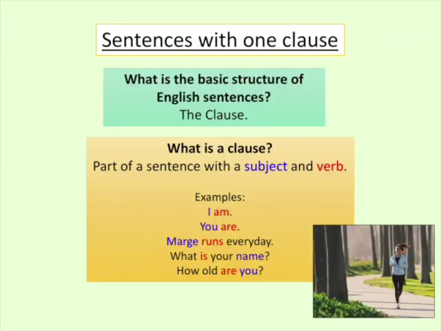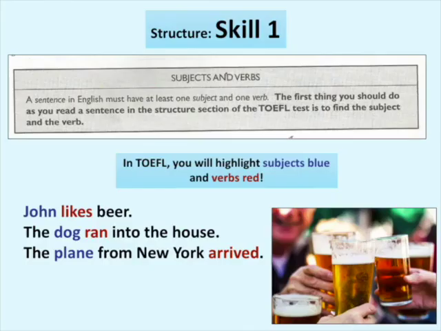The basic structure of English sentences is the clause. A clause is a part of a sentence with its own subject and verb. And on this slide, you see some examples of sentences with only one clause. Skill 1 is about subjects and verbs. A sentence in English must have at least one subject and one verb.